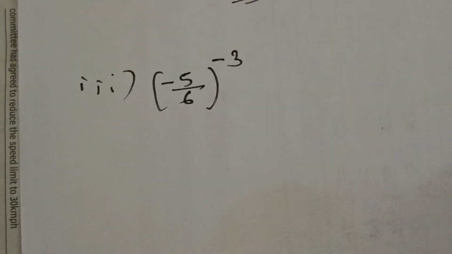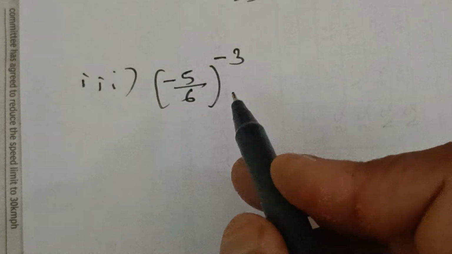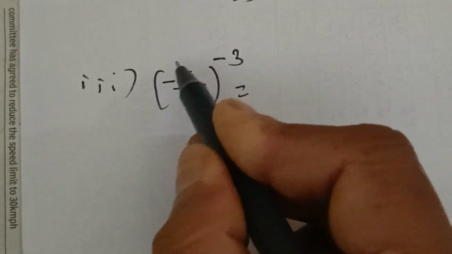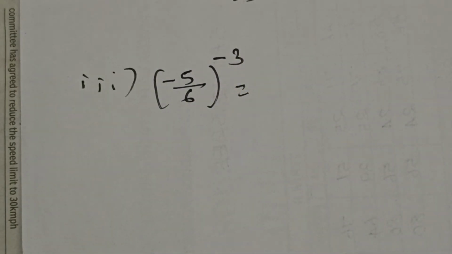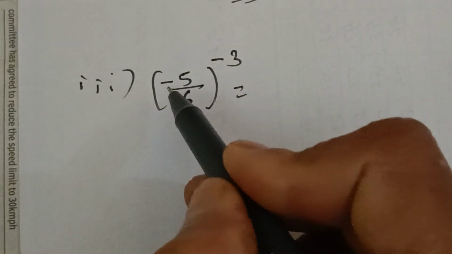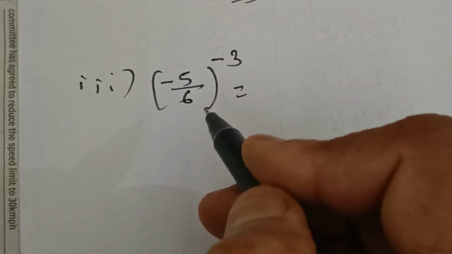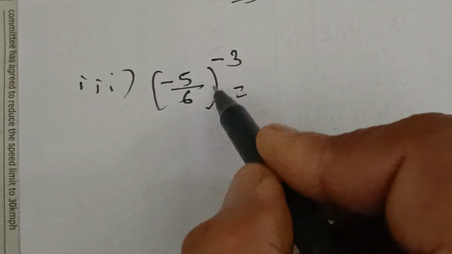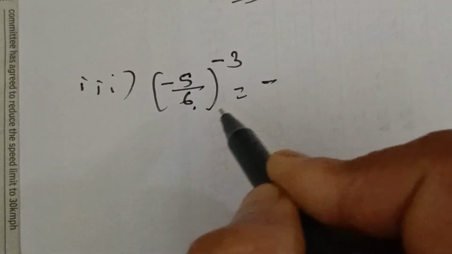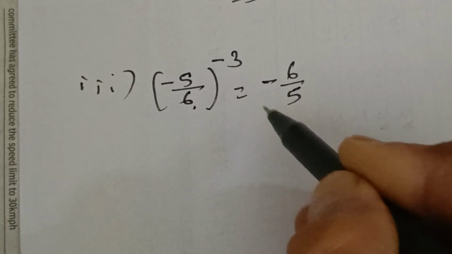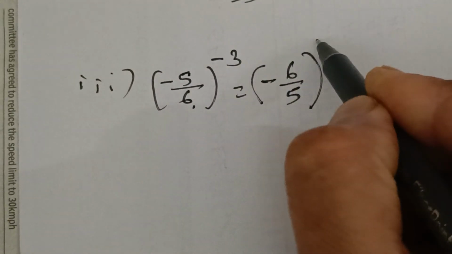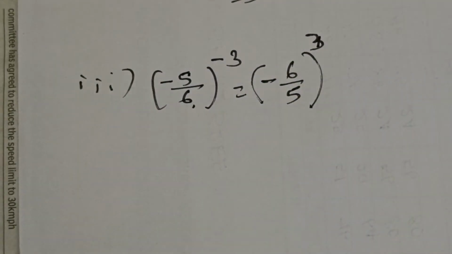Next one, minus 5 by 6, the whole power minus 3. So what's the first step? The power has to be positive. So to make it positive, write the reciprocal of the base. What is the reciprocal of minus 5 by 6? Is it plus 5 by 6? No, because if you change the sign, it is the additive inverse, not the multiplicative inverse. Reciprocal means interchanging numerator and denominator and not the sign. Sign as it is. Minus 5 by 6 becomes minus 6 by 5. That is the reciprocal of minus 5 by 6. So once you write the reciprocal, the negative power becomes positive. Minus 3 becomes plus 3.